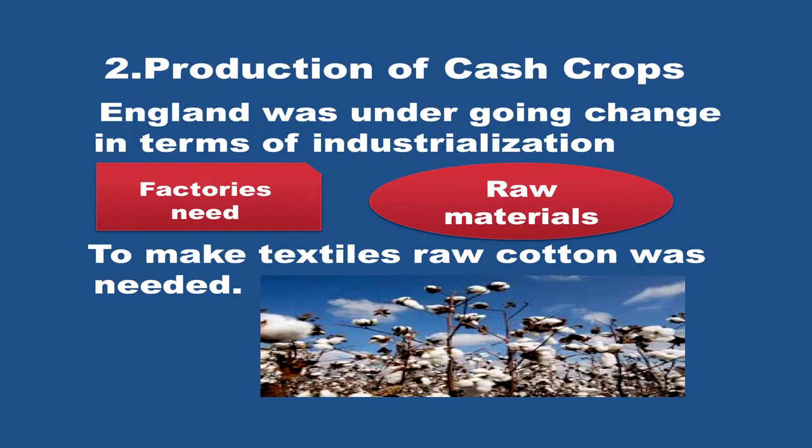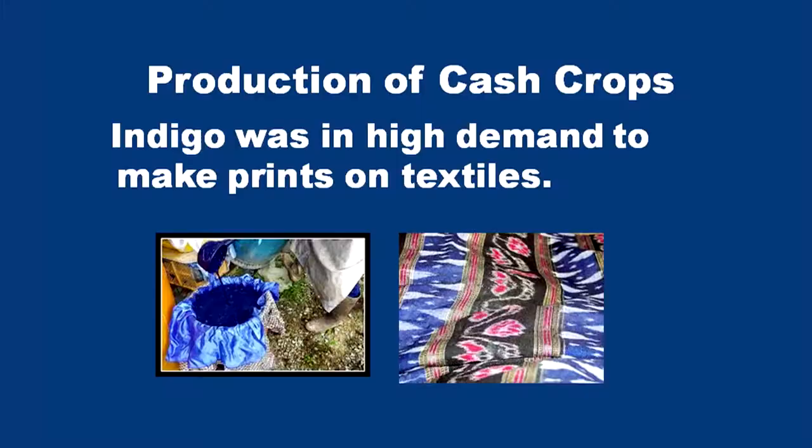Secondly, the production of cash crops. The second important effect of British rule in India was the production of cash crops. England was undergoing change in terms of industrialization. The factories in Britain needed raw materials, and to make textiles, raw cotton was required. For this, they promoted the growth of cash crops in India. So, the production of cash crops was another important feature of the Indian economy at the time of independence.